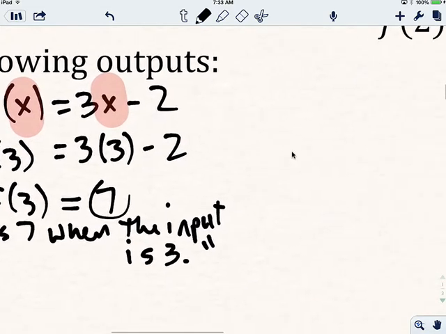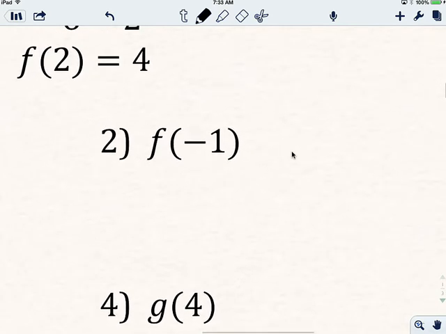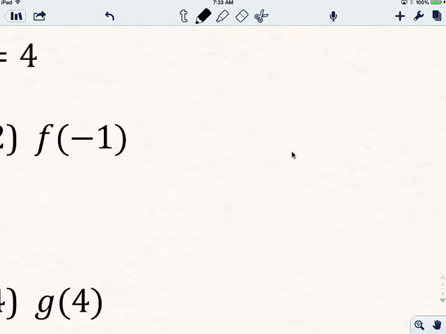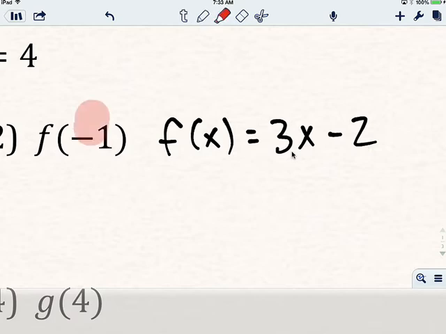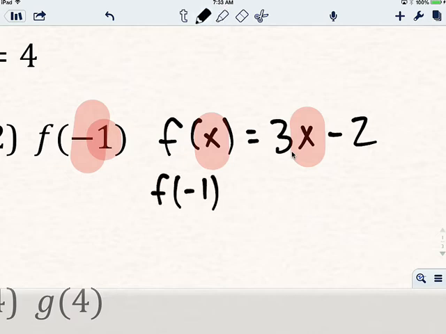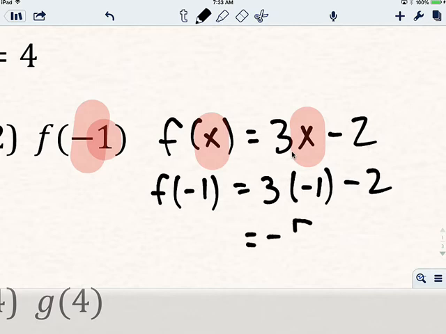I'll look at one more with you, and then I'll ask that you guys do the rest on your own. So again, I'm going to just start out by writing f of x equals 3x minus 2. And again, I'm trying to find the output when the input is negative 1. And so I'm going to change my input values x to negative 1. So it's going to be f of negative 1 equals 3, and I'm going to replace x with negative 1, minus 2. 3 times negative 1 is negative 3, minus 2 is negative 5. And so f of negative 1 is negative 5.